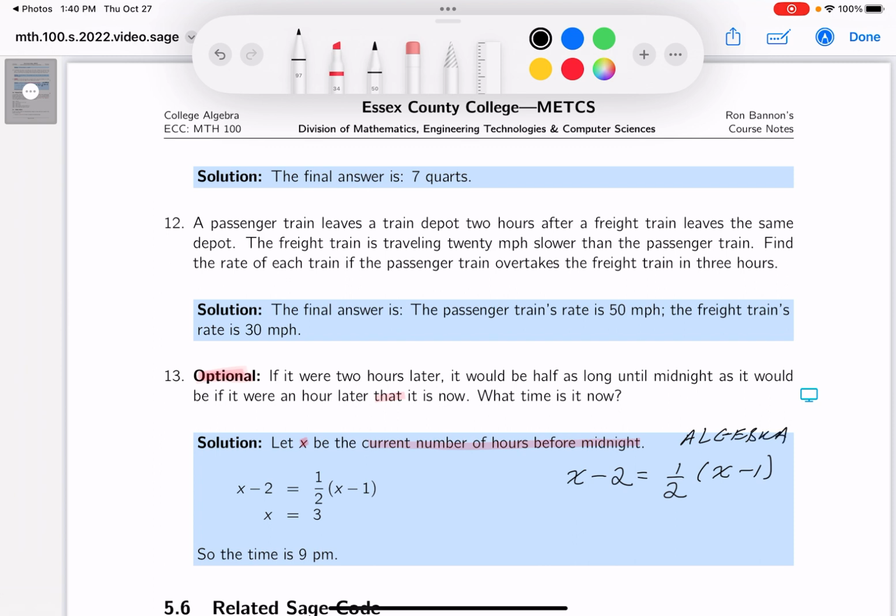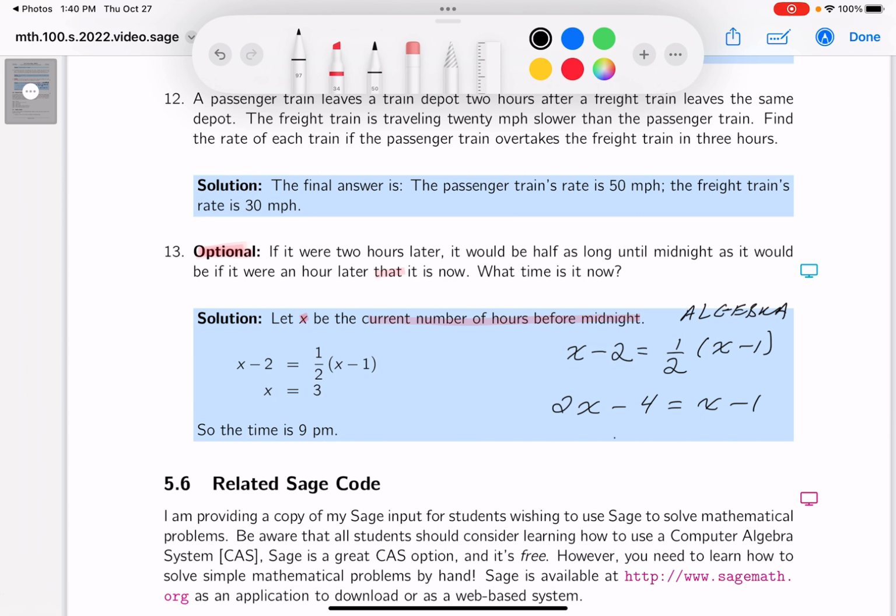Let's solve it. I can multiply both sides by 2. You get 2x minus 4 equals x minus 1. I am going to add 4 to both sides. I'm going to subtract x from both sides. And what would you get? X equals 3. So what's the current time? It's 3 hours before midnight, or 9 p.m. Thank you.